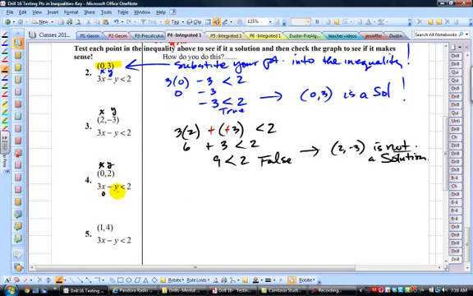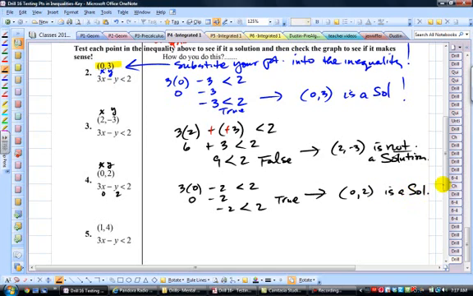Let's substitute in a 0 here and a 2 here. So 3 times 0 minus 2, is that less than 2? Well, here I got 0 minus 2, which is negative 2. Is that less than 2? Well, of course, any negative is less than a positive, so this is a true statement. That tells me that my point, 0, 2, is a solution.